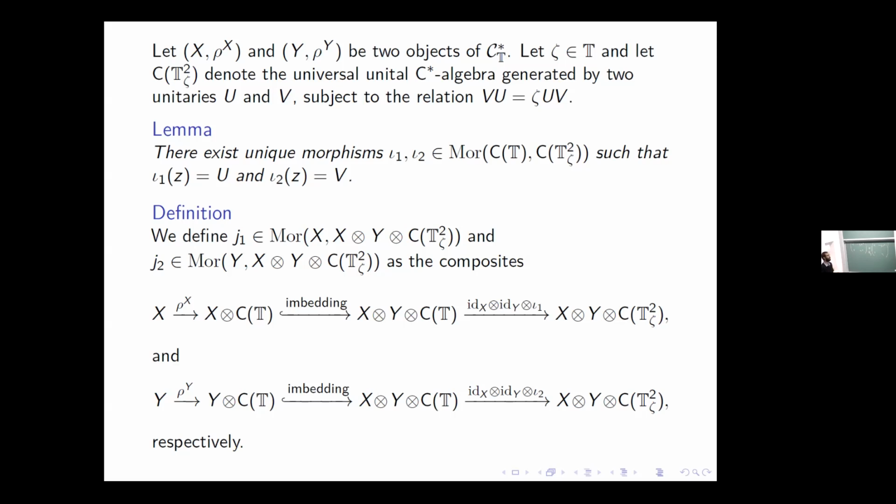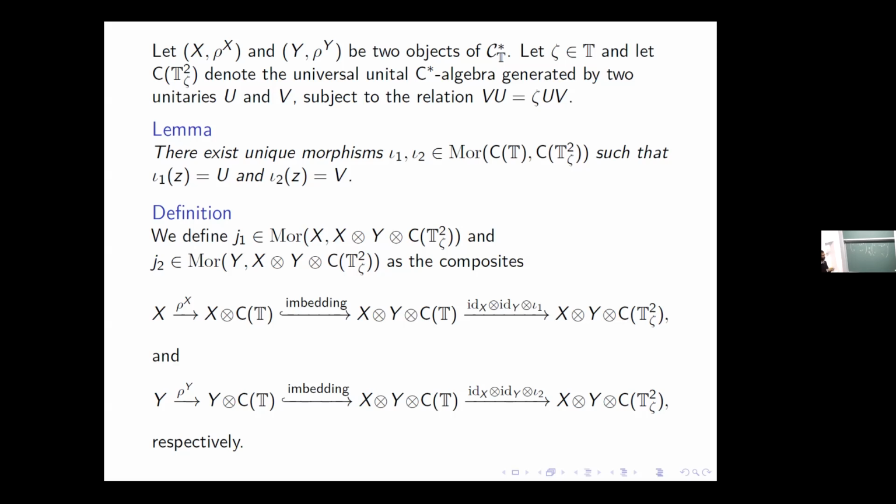By universality, there exist unique morphisms I1 and I2, which are unital star homomorphisms from the circle to the torus, such that I1 sends the generator Z to U, and I2 sends the generator Z to V. And we use them in turn to define two new morphisms J1 and J2. The first one goes from X to the tensor product X tensor Y tensor C(T^2_zeta), and J2 goes from Y to the same algebra.